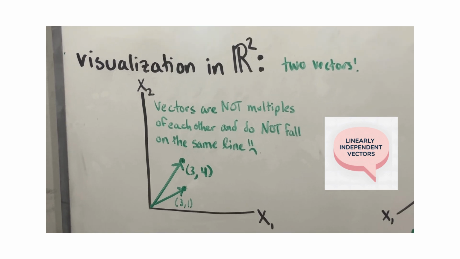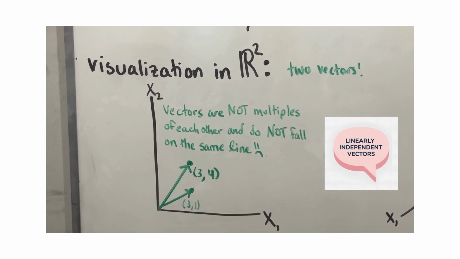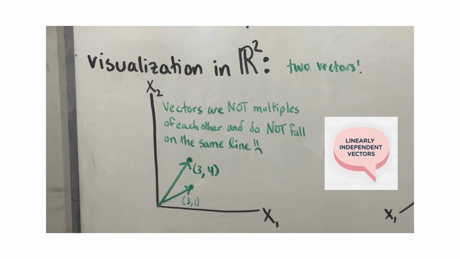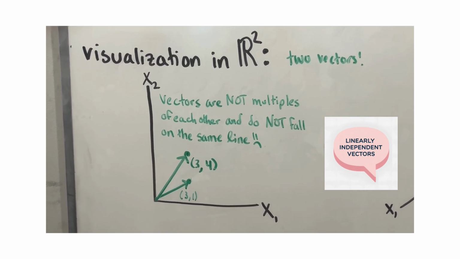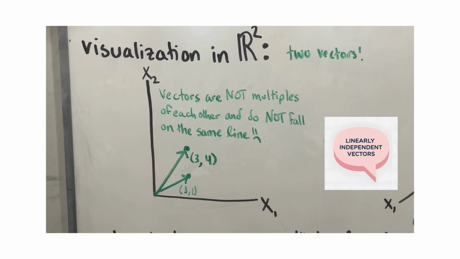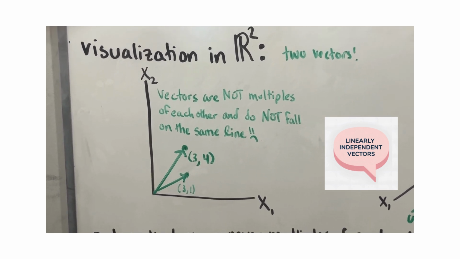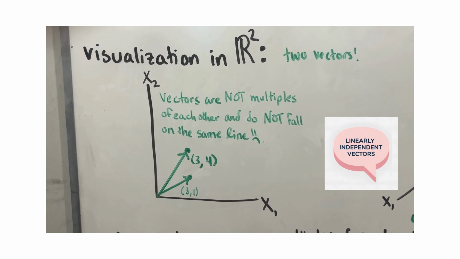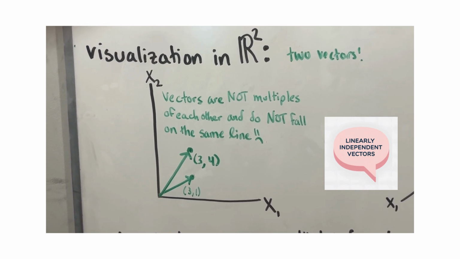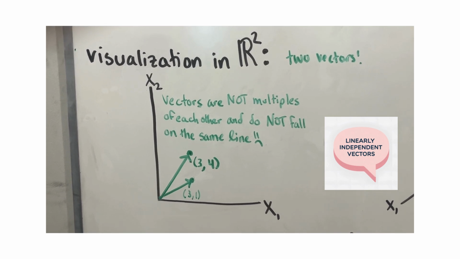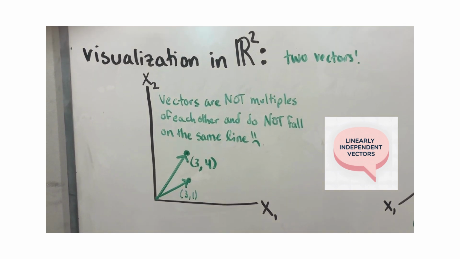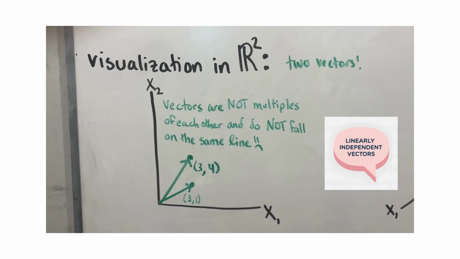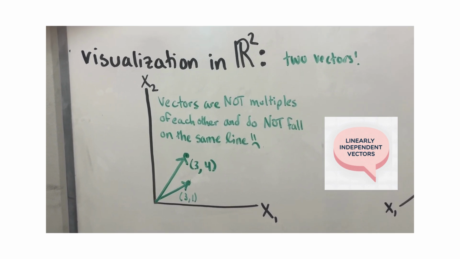So we're going back to the linearly independent side, and this is our visualization of the definition in R2. Whenever we're in R2, we have two vectors involved. And if we're talking about linearly independent vectors, we're talking about vectors that are not multiples of each other. They do not fall on the same line. This is easy to remember because when we think of independence, even just our English definition, we're thinking of something that wants to go its own way. So linearly independent vectors want to go their own way in R2. They are not multiples of each other.